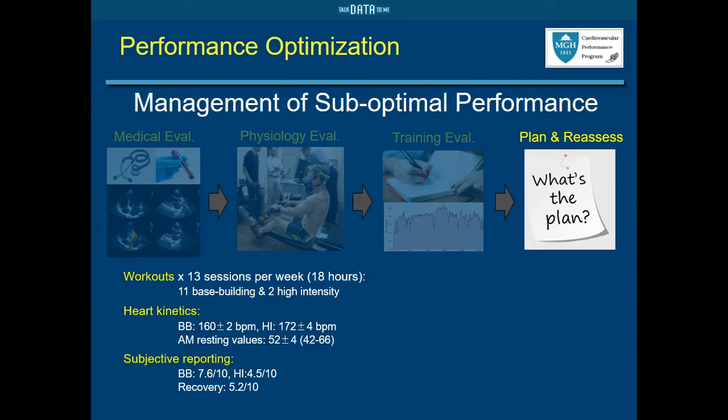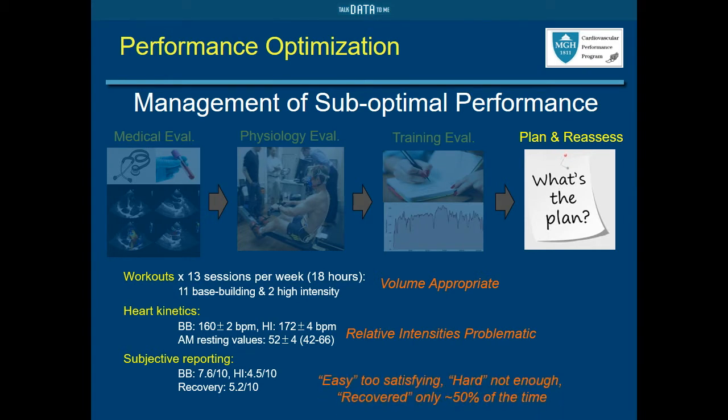Now, from a volume perspective, 18 hours of endurance training is fairly typical for an elite level endurance athlete, so the volume is probably appropriate. The issue that we learned from the heart rate kinetics, and again, this is field data, this is not lab data, is that we've got some real relative intensity problems, and I'll explain that in a second. And what's most interesting is when you look at his subjective reporting, the easy's too satisfying, the hard's not satisfying enough, and he's only feeling recovered 50% of the time. So we have a good starting point to work with.